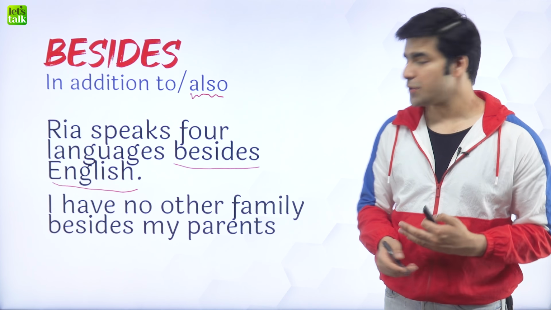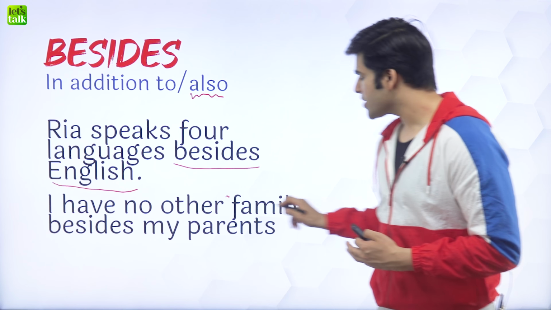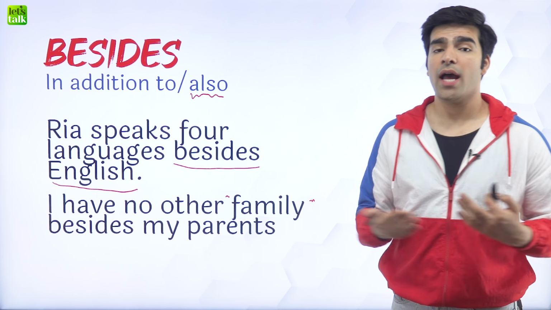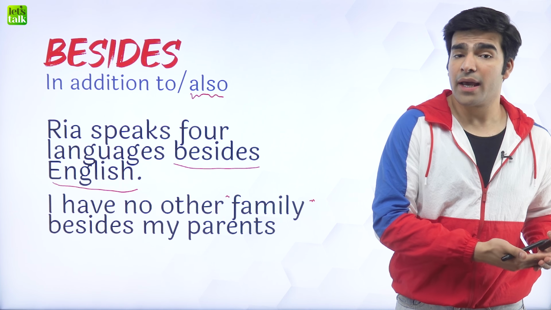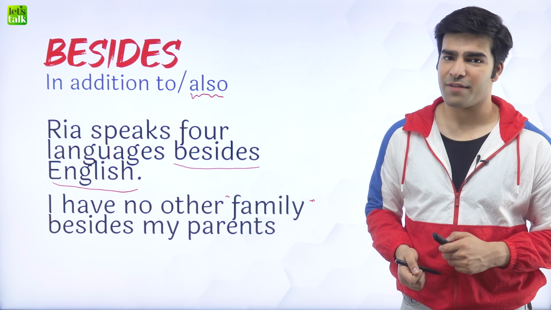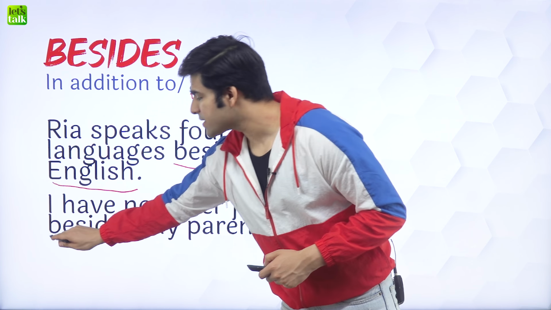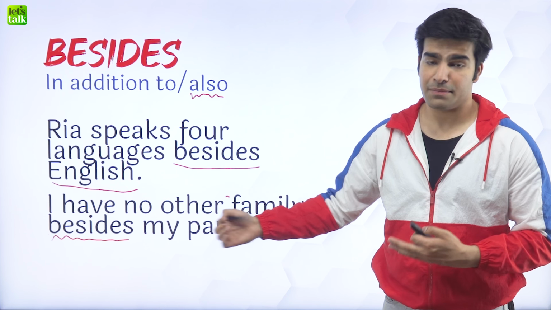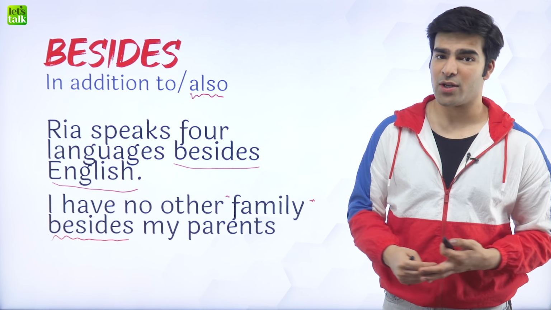Very interesting way of using this sentence. I have just my parents, whom I call my family, my father and my brother, my father, my mother, and my 2 sisters. Besides that, I have no other family. And the word that I use here is, I have nobody else in my family besides them. In addition to them, nobody else to be called a family.